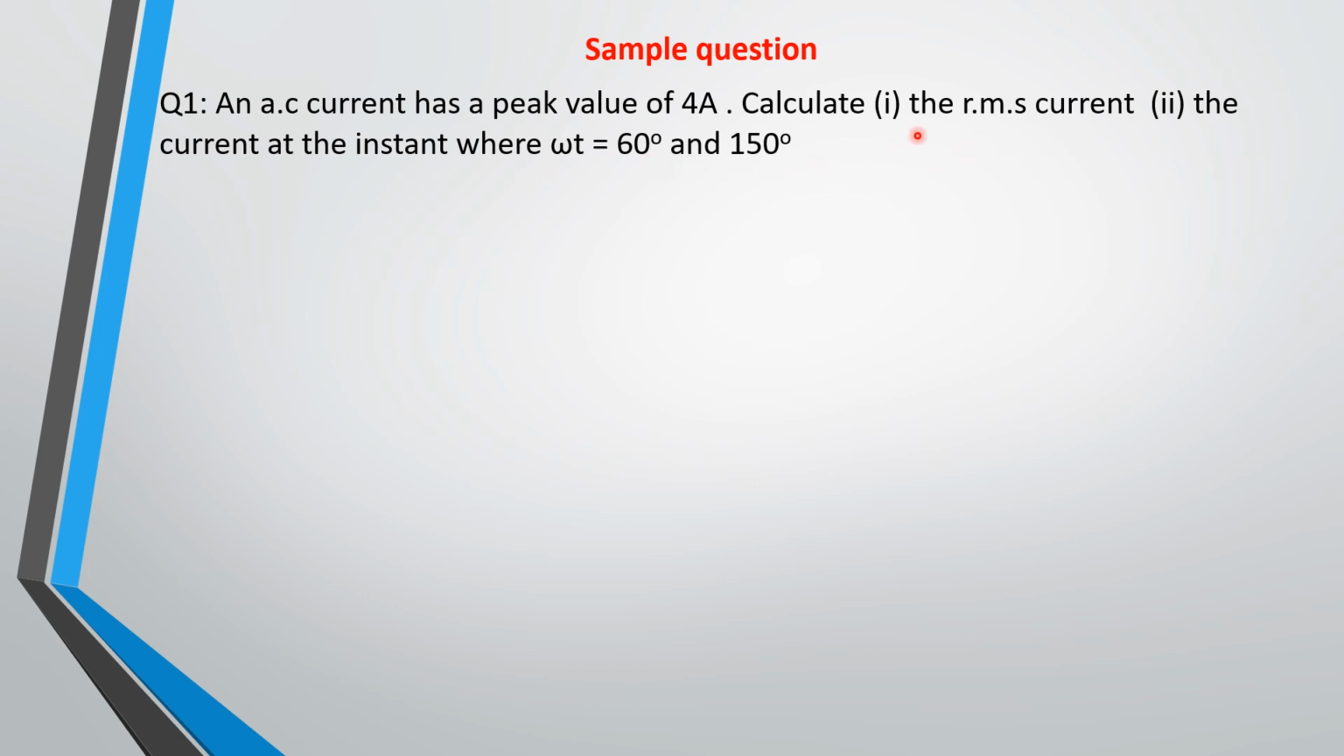So the first thing you want to do is calculate the root mean square current. We are going to calculate the root mean square current first. In this question, you are given the peak value of the current. That is I0 equals 4 amp.